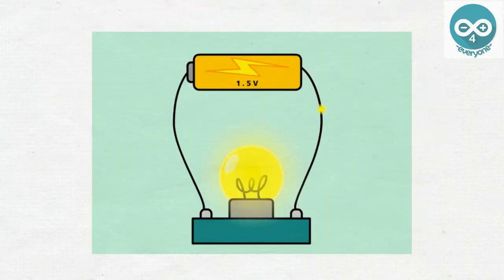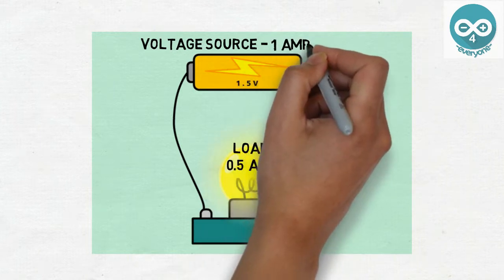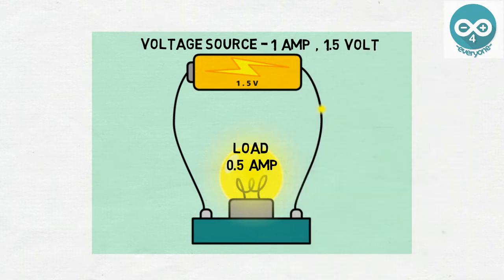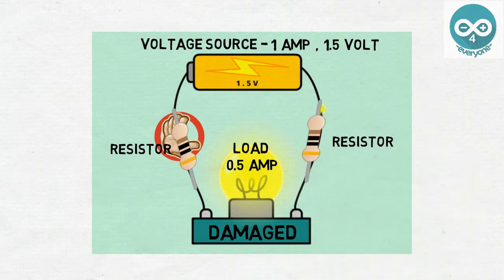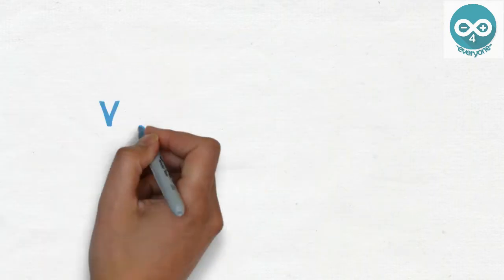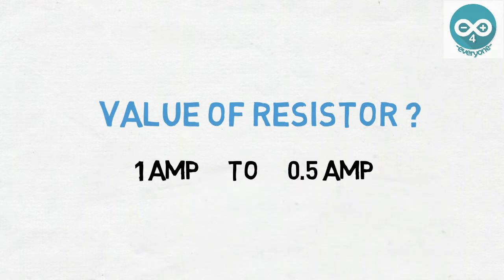Now considering a closed circuit, there is a voltage source and a load. Let's assume that the bulb's capacity is 0.5 amps and the battery can provide a maximum current of 1 amp with a voltage of 1.5 volts. So we have to restrict the current in the circuit to 0.5 amps so that the bulb doesn't get damaged. That's why we have to add a resistance in the circuit which can bring down the current. It doesn't matter which side you put the resistor, it works the same. Now the next question is, which value of resistor is to be used to bring down the current from 1 amp to 0.5 amp.